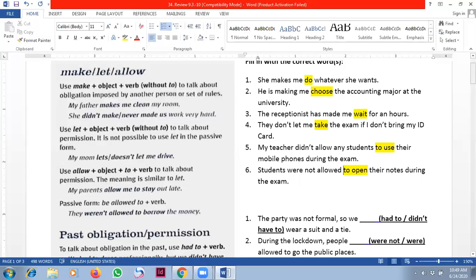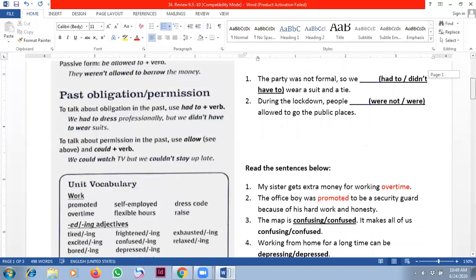Okay, so that is make, let, and allow. Next is past obligation. Obligation in the past, something that you had to do, but in the past. We had to dress professionally, but we didn't have to wear suits. Had to here is a rule. There is no other choice. We had to. No other choice. But we did not have to. It means it is not necessary. We didn't have to wear suits, but we had to dress professionally.